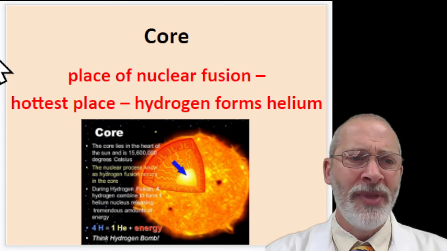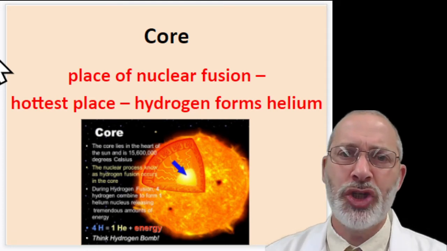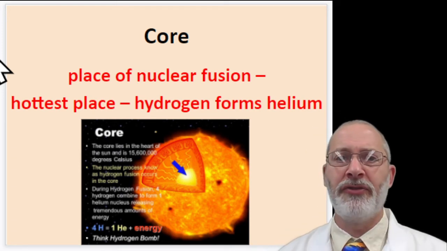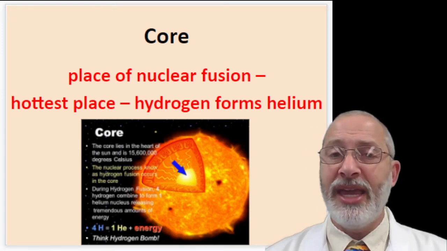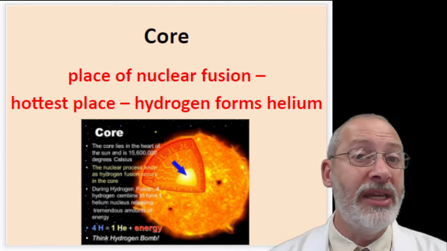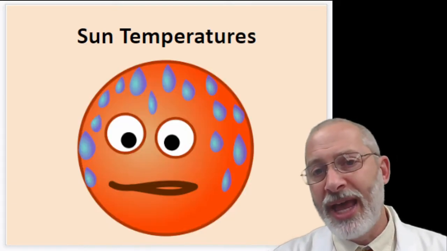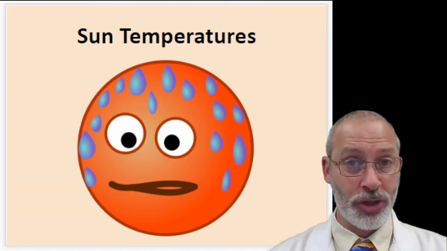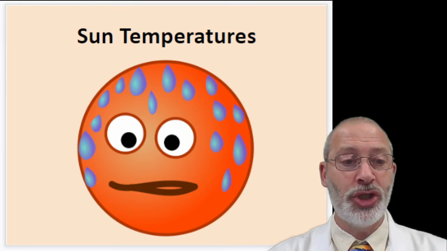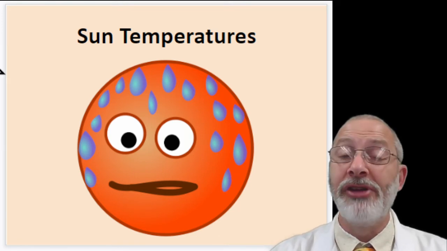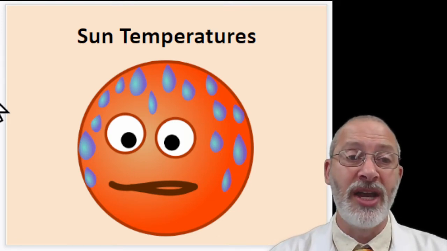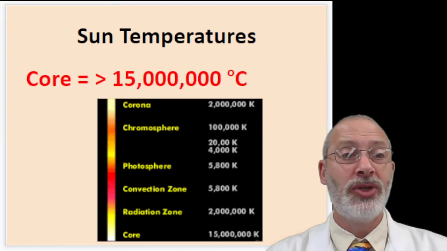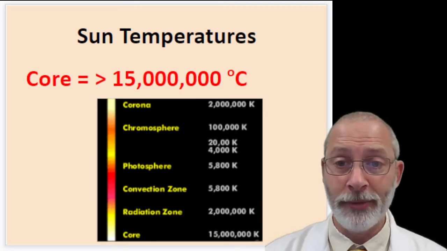So, as we think about these basic structures of our sun, we've mentioned a lot of information about the heat and the energy released. So we're going to finish up today by discussing some of the sun temperatures, or in other words, the temperatures of these different regions of the sun. And for this discussion, we're going to start on the inside and work our way out. So let's begin in the core.